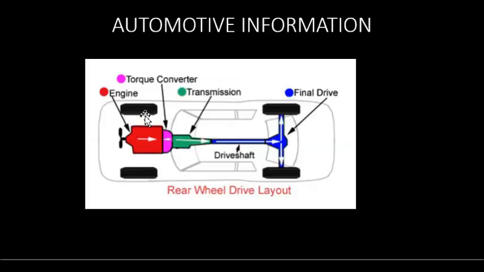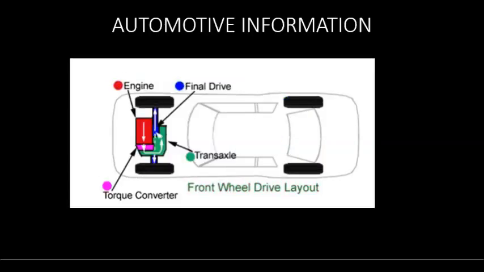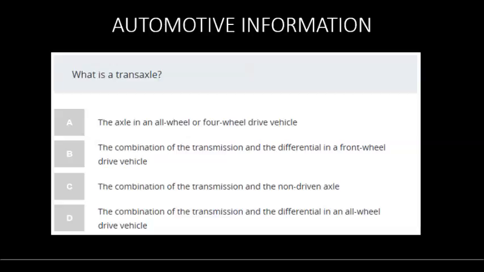The front wheels steer. Let's go to our front wheel drive layout. In our front wheel drive layout, we have our engine, we have our torque converter, and the transaxle, which is related to the question, what is a transaxle? We're probably looking at it. So we have a front wheel drive and everything's up front, and the final drive comes out of the front axle. So back to our question, what is a transaxle?